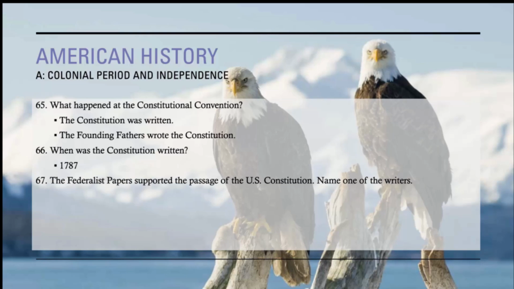Question number 67. The Federalist Papers supported the passage of the U.S. Constitution. Name one of the writers. James Madison, Alexander Hamilton, John Jay, Publius.